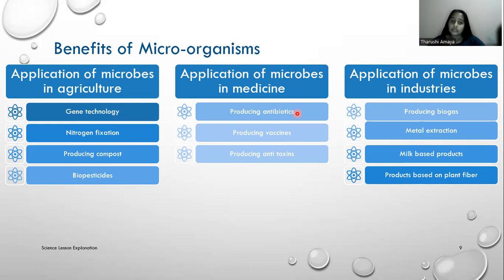And next is producing vaccines. Vaccines are made from weakened or killed forms of microbes or from their toxins.